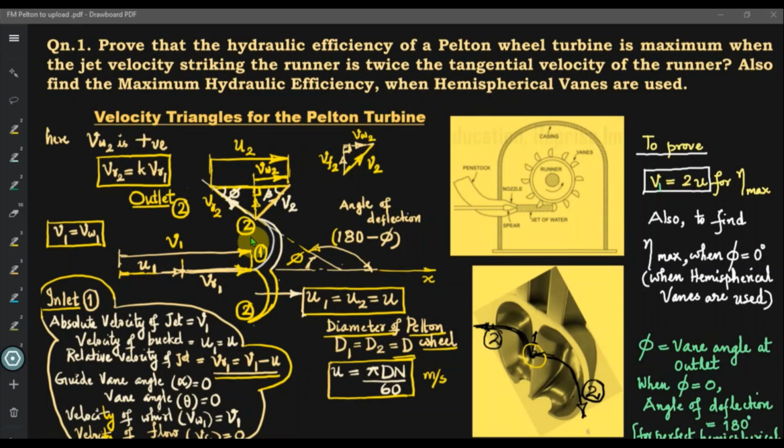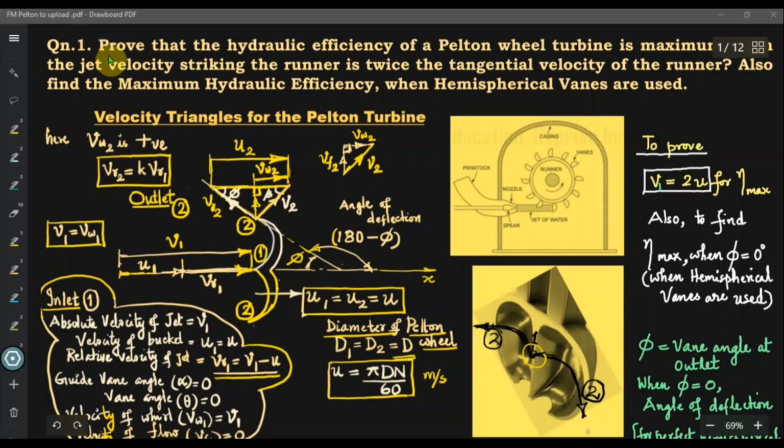Out of the three possible cases of velocity triangles at outlet, I am choosing the first one, that is when VW2 is positive, applicable for a fast runner. We have a related question from the previous KTU examination.